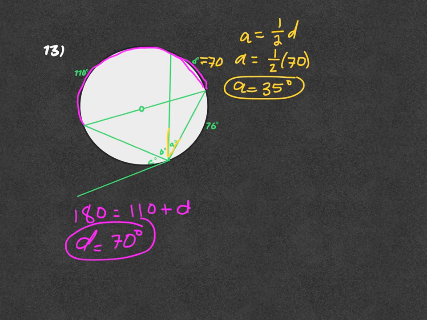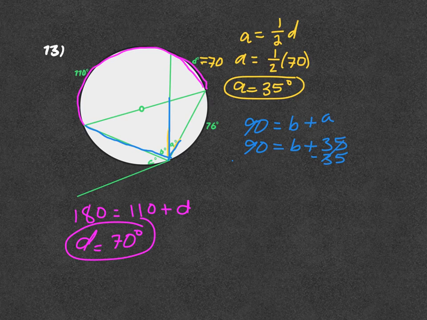The next one, I'm going to find b. I should be able to find b, because b and a are complementary, because that is a 90-degree angle. 90 equals b plus a, and we already know a to be 35, so 90 equals b plus 35. Subtract the 35 over, and b is equal to 55. So now I have a, b, and d.